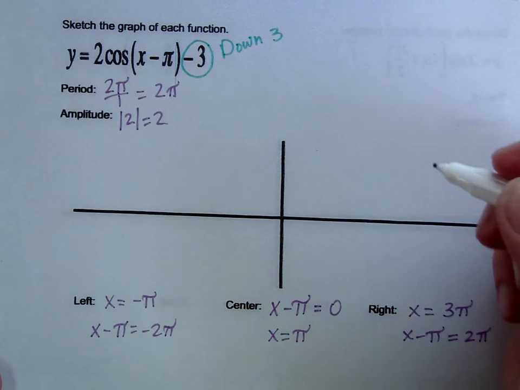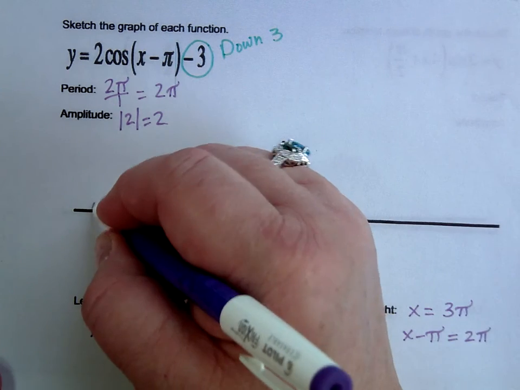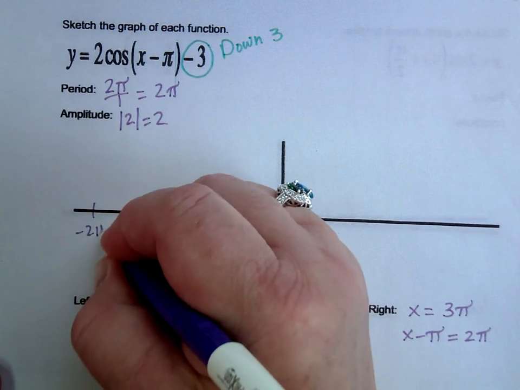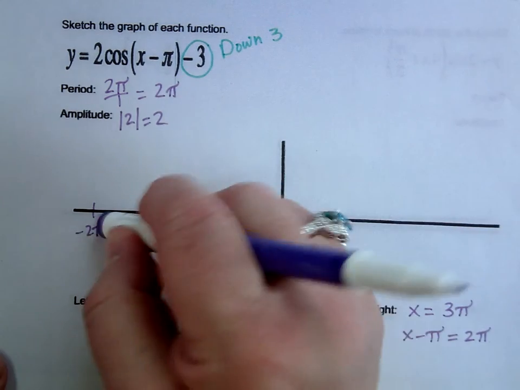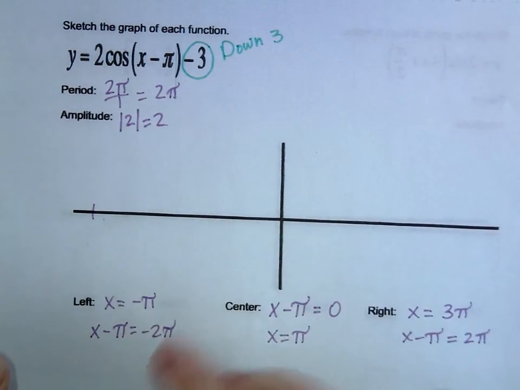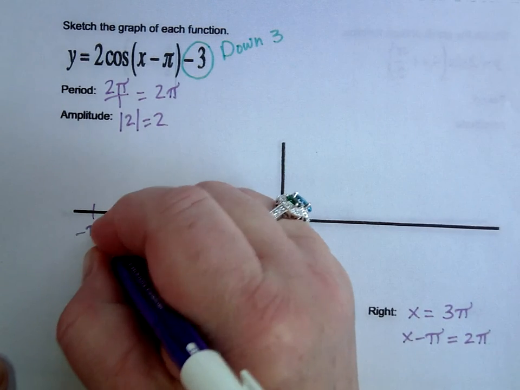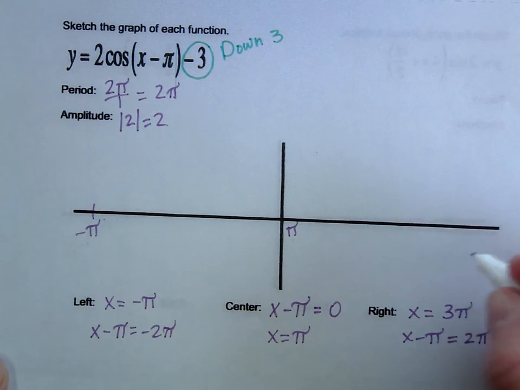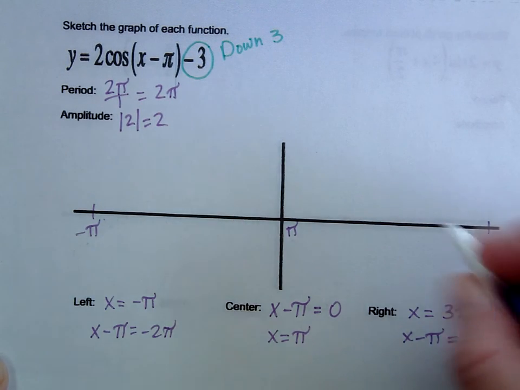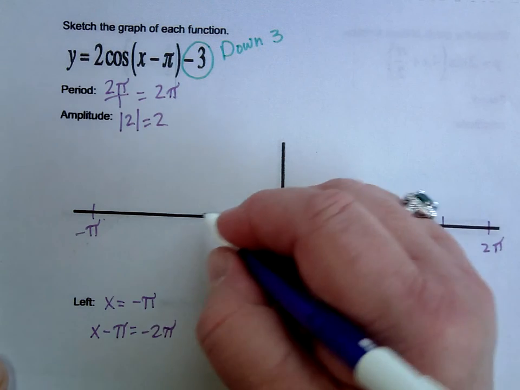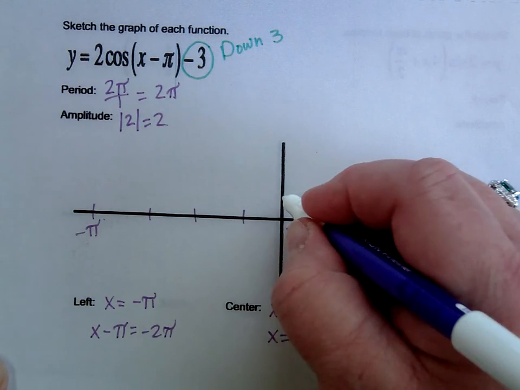This one is left of negative 2 pi. Oh, I'm sorry, negative pi. I'm looking at that, but that's not it. It's negative pi. Center's at pi. Right's at 2 pi. 4 sections either way. I am going to do a down 3.